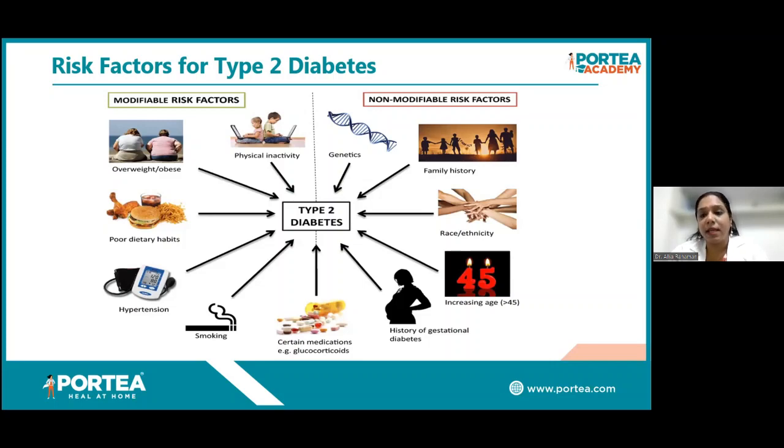And there are certain medication, like patients who have autoimmune disorders, like SLE, and who have autoimmune disorder like rheumatoid arthritis. If they are on medicine, which is called steroid, and they are taking it for long term, like 1 or 2 years, they are also at a risk of getting diabetic.